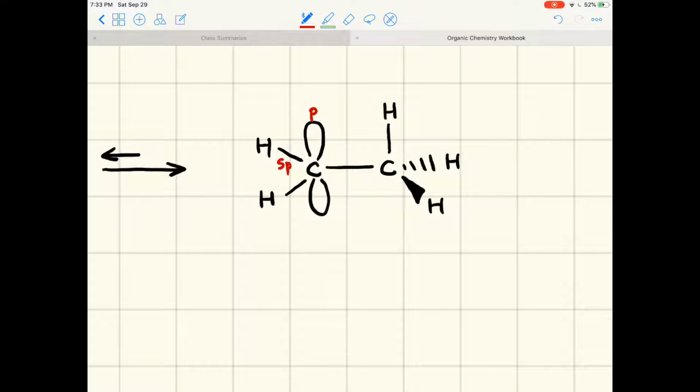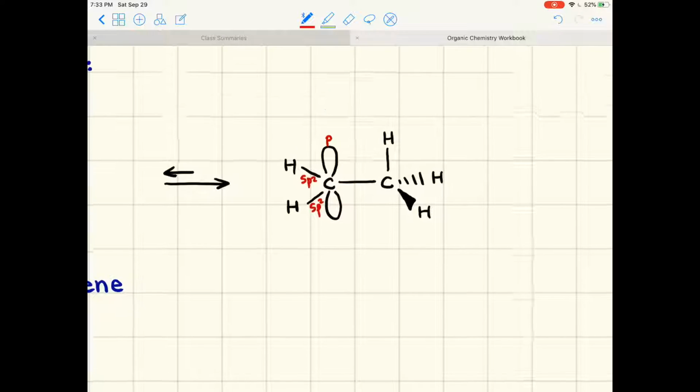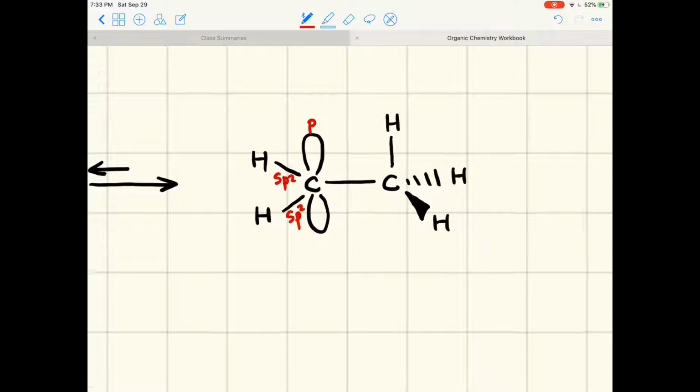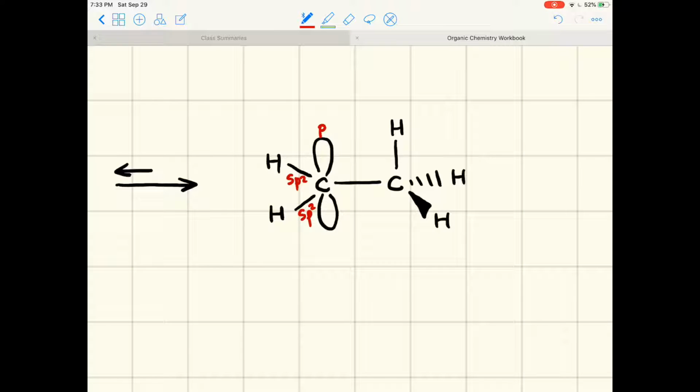These are sp2 hybridized orbitals that you may or may not understand yet right now, but if you do want me to make videos about hybridization, please let me know.